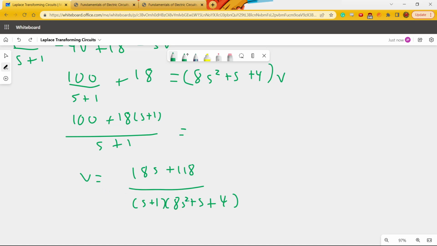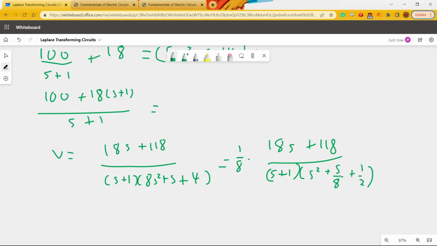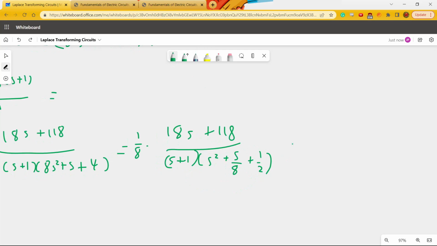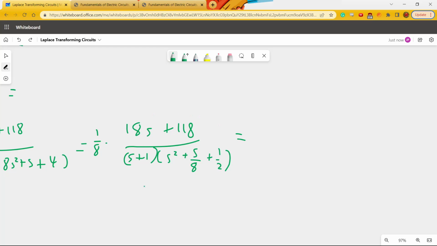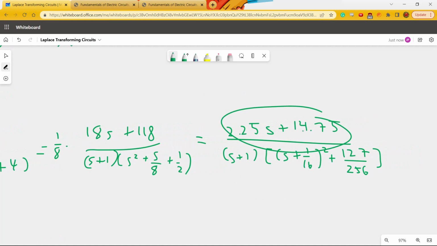Simply, we are so far away from done. I'm going to factor 8 out of this fraction to give us 1/8 times 18s plus 118 all over s plus 1 times s squared plus s over 8 plus 1/2. Then I can complete the square in the denominator here. This completion of the square gets a fair bit hairy. But in the numerator, we have 18 over 8 and 118 over 8, which gives us a grand total of 2.25s plus 14.75 over s plus 1 and this monstrosity.